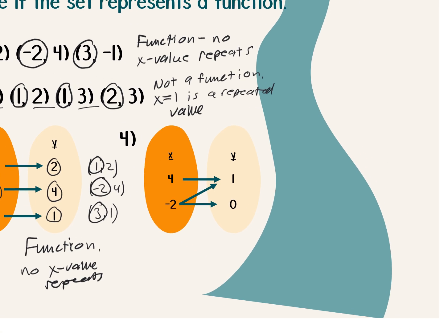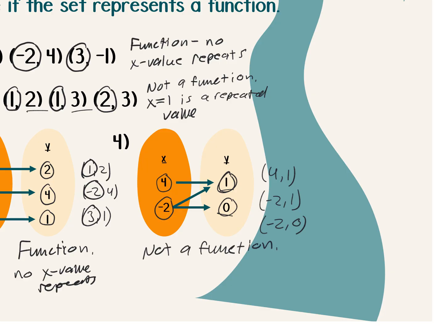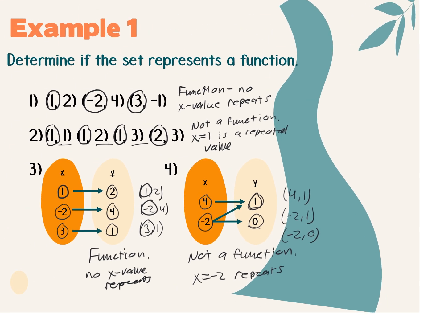All right, so we can do the same thing with the next one. If 4 goes to 1, that represents an ordered pair of 4, comma 1. If -2 goes to 1, that represents an ordered pair -2, 1. But -2 also goes to 0, so that's -2, comma 0. And maybe you didn't even have to write the ordered pairs to be able to see that. But from here, you can see that this -2 goes to two different y values, so this one would not be a function. I'm going to say this is not a function. Why? Because x equals -2 repeats, or it goes to two different y values. You can also say that.